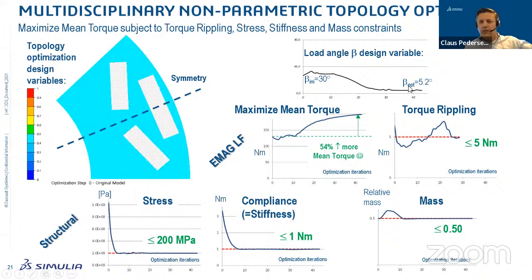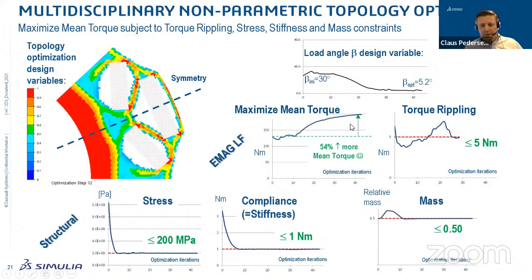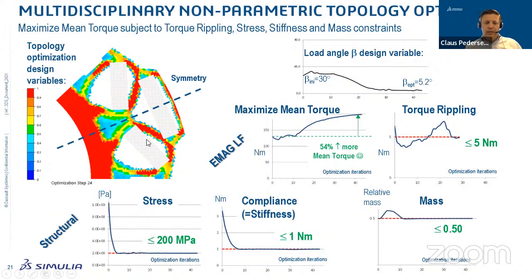So we also have the joint sensitivities that showed up for the beta. We're maximizing the torque by more than 50%, constraining the torque ripple, stresses, compliance, and mass. But this is just a very simple example, because in reality your car is driving differently.